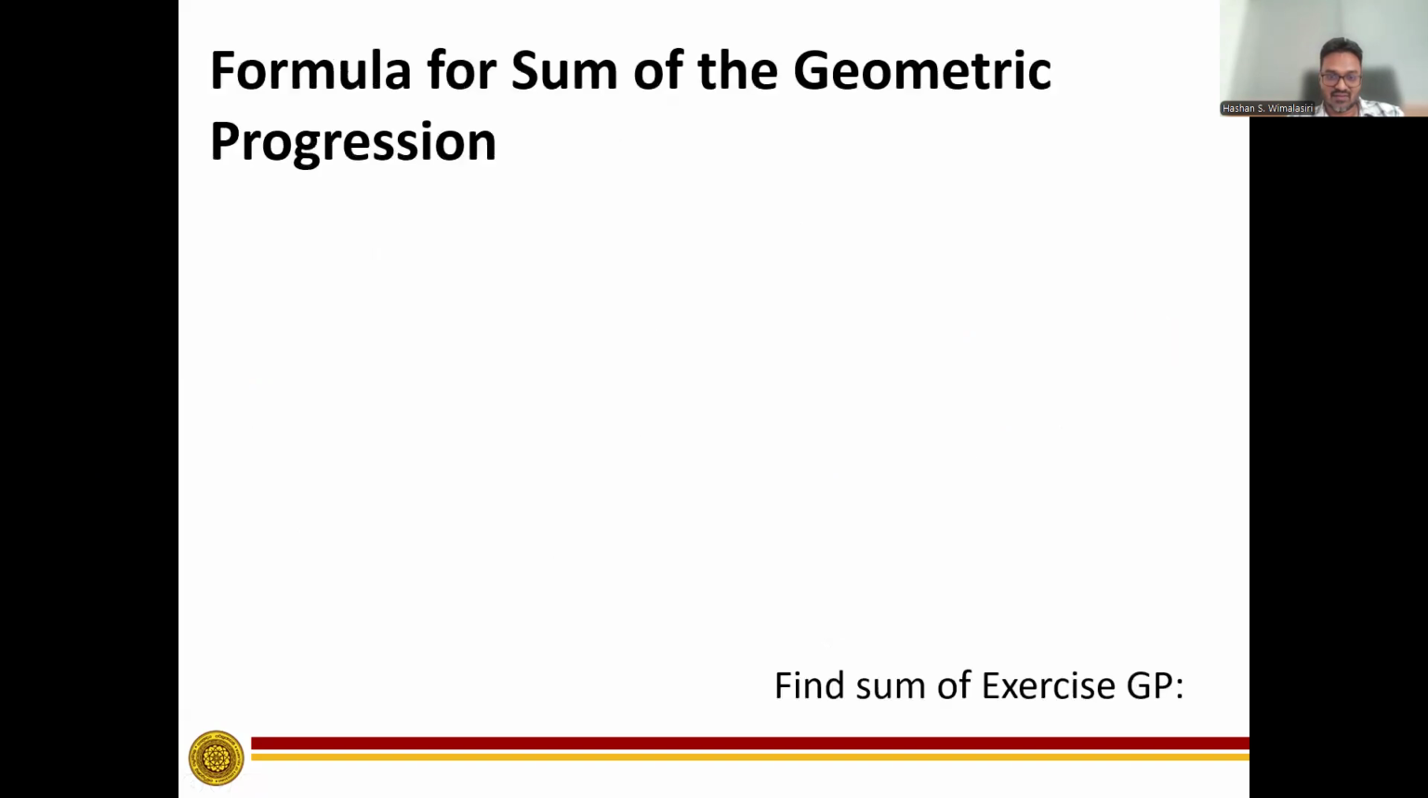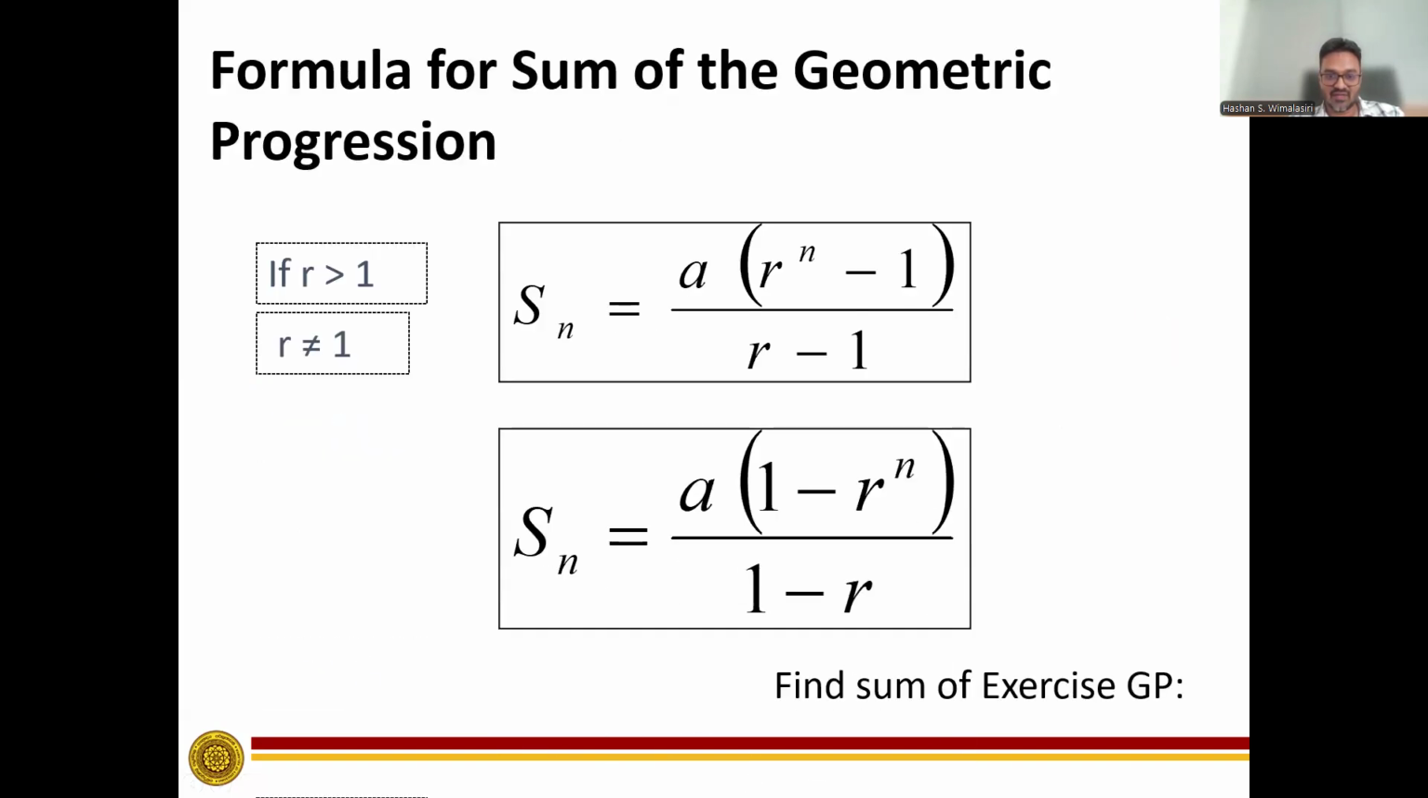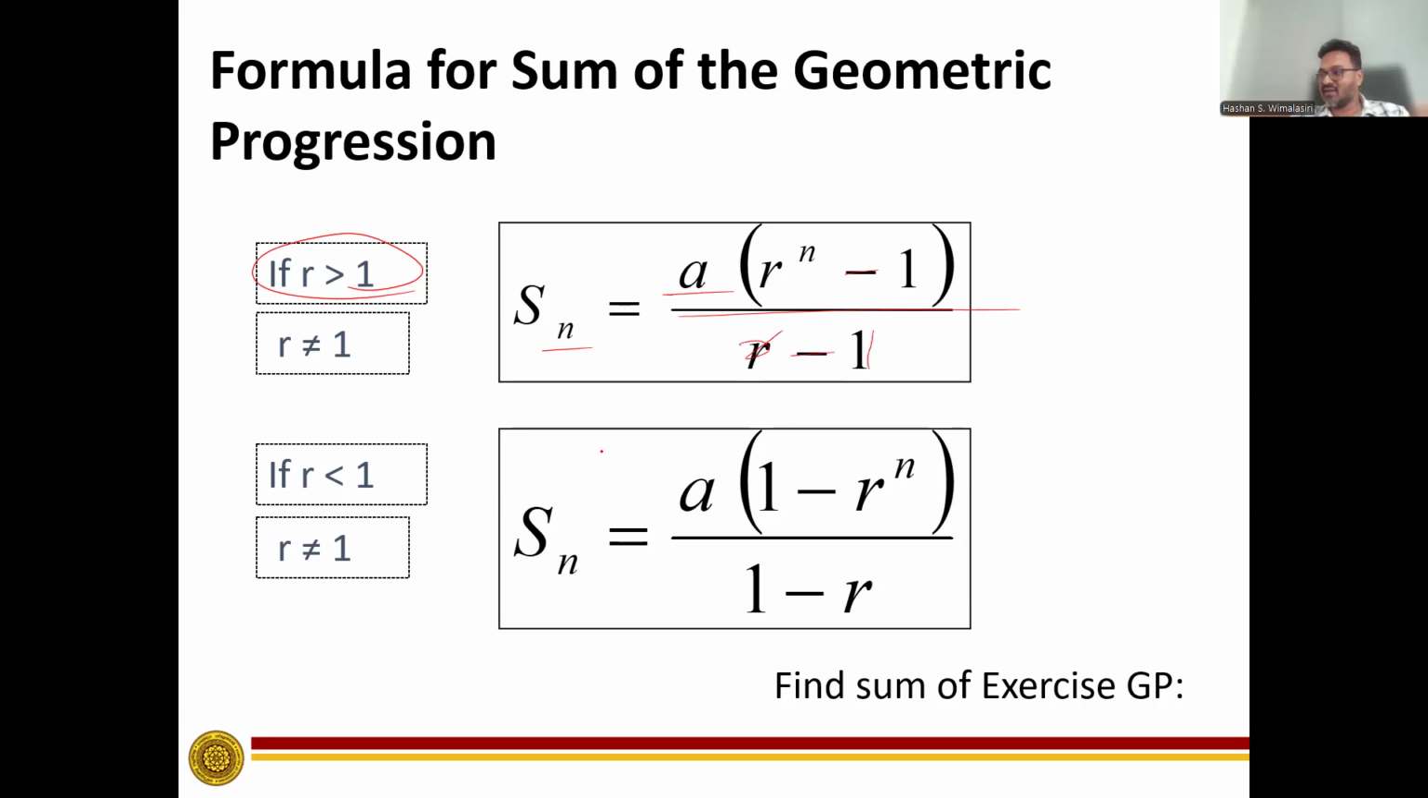And again, there's the sum. There are two equations for the sum. Here, if the r value is greater than 1, then you get Sn equals a times (r to the n minus 1) divided by (r minus 1). Right? You have to remember these equations. And if the r value is less than 1, then Sn equals a multiplied by (1 minus r to the n) divided by (1 minus r).